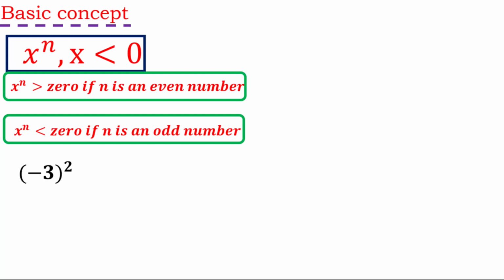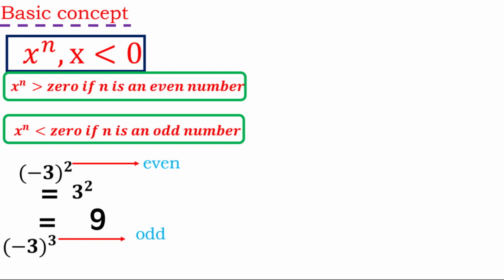For example, if we have a negative base, like negative 3 raised to the power 2, or negative 3 squared, 2 is an even power, and we have a negative base, so the value will be positive. We can write it as 3 squared, or get rid of the negative sign, it will be 9. But if we have negative 3, the same base is negative, and the power is an odd number, so it will be a negative value. We can write it as negative 3 raised to the power 3 equals negative 27.